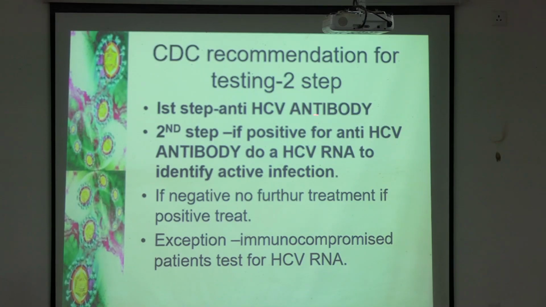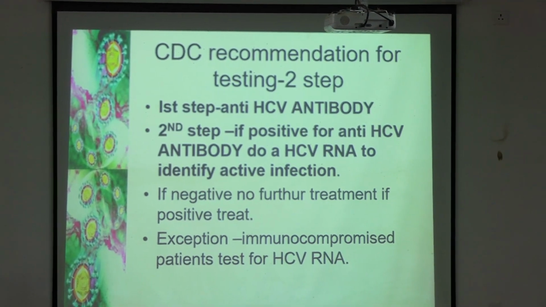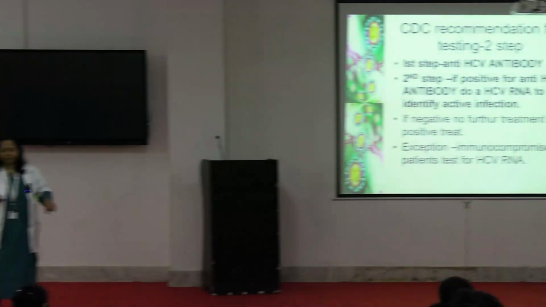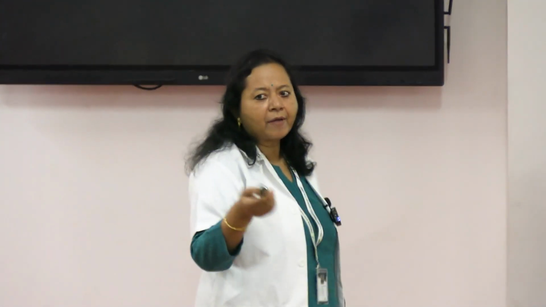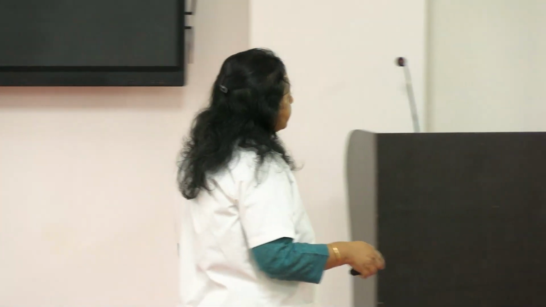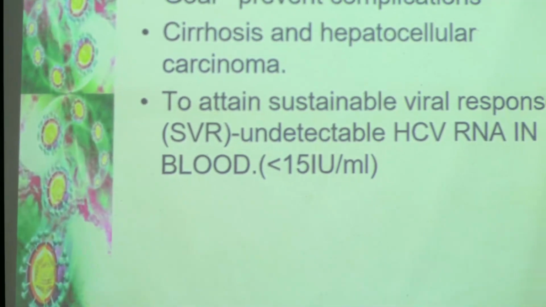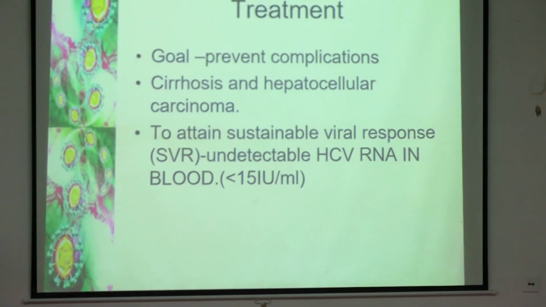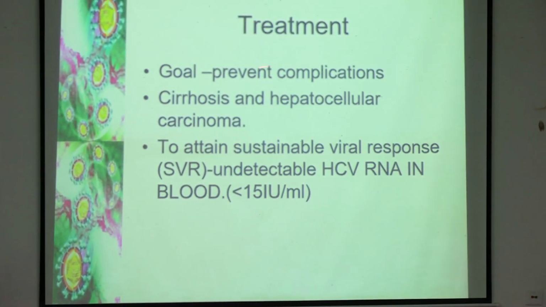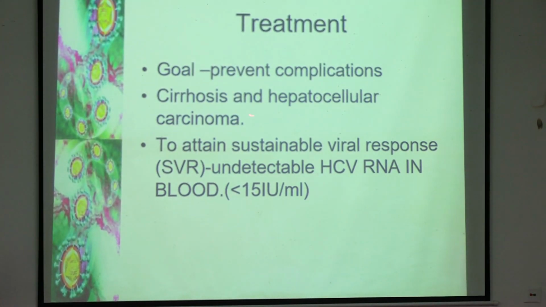So if you suspect HCV infection, what you have to do is test. First step is anti-HCV antibodies. If HCV antibody is detected and positive, then you go for HCV RNA. Then only you can say that it is an active infection, and you have to treat that patient, okay. So that is what is important here. Treatment goal is to prevent all complications, cirrhosis and hepatocellular carcinoma.